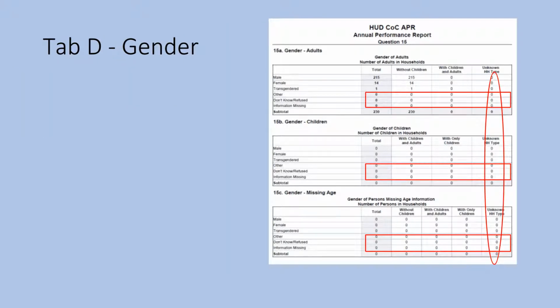Tab D is a breakdown of genders, for adults and children. For both adults and children, you can see how many males and females were served in the given time period, as well as how many clients did not know or refused their gender and how many clients are missing their gender information. Tab D also shows clients whose ages are missing. Both age and gender are HMIS requirements for all programs.